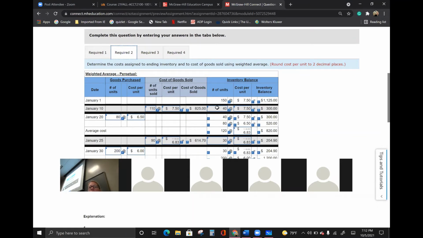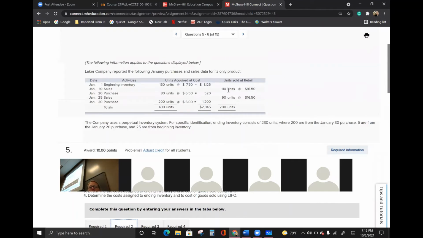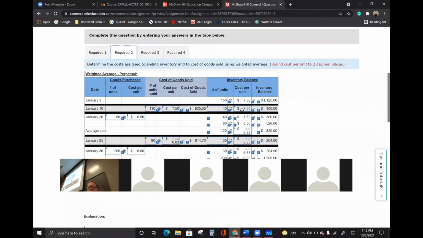And I have an inventory balance at that point. It's telling me I sold 110 out of that 150. So if I deduct the 110 from the 150, I'm left with 40 units at $7.50, which is 300. So that's what I have left in my ending inventory.